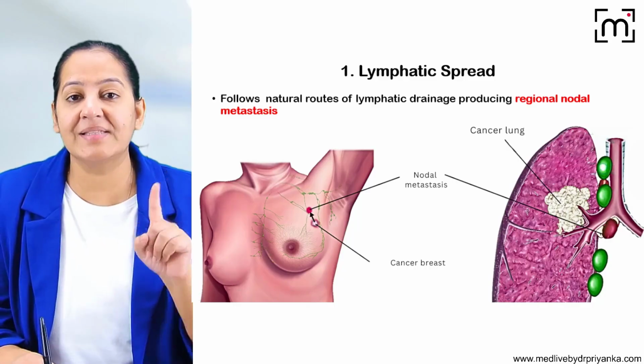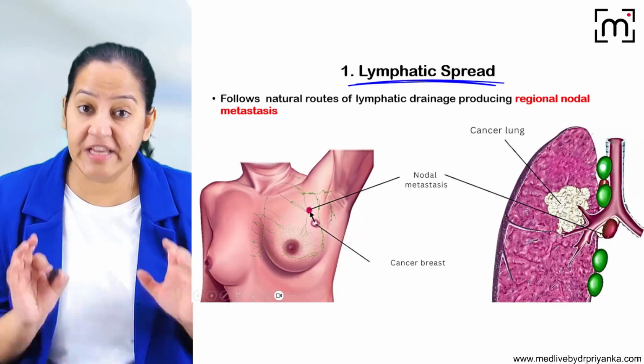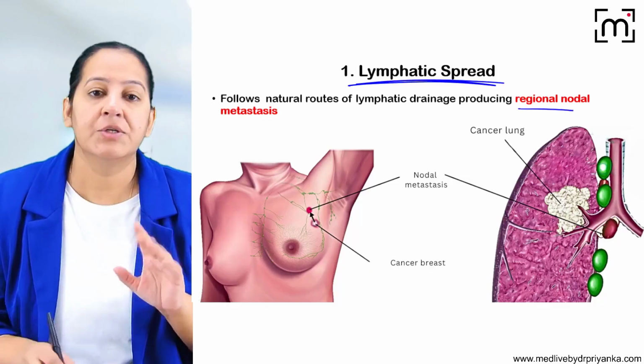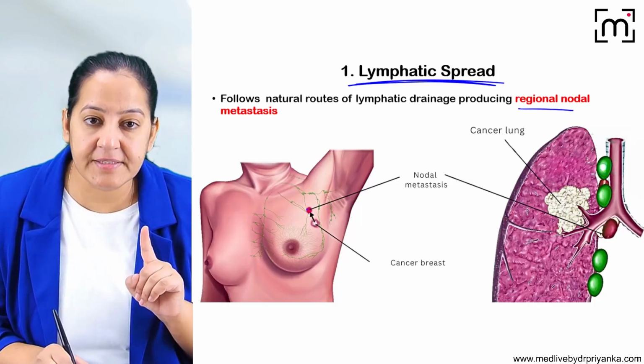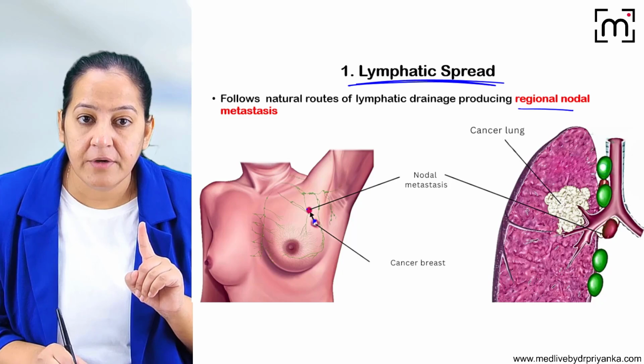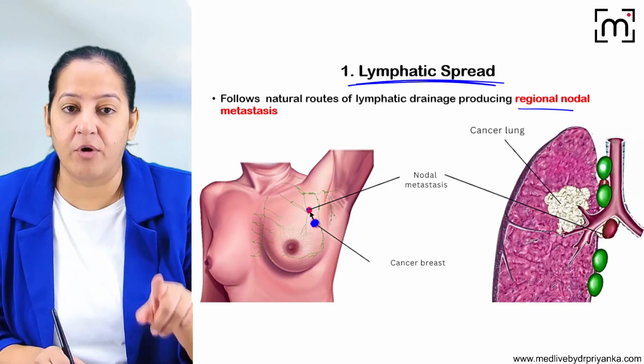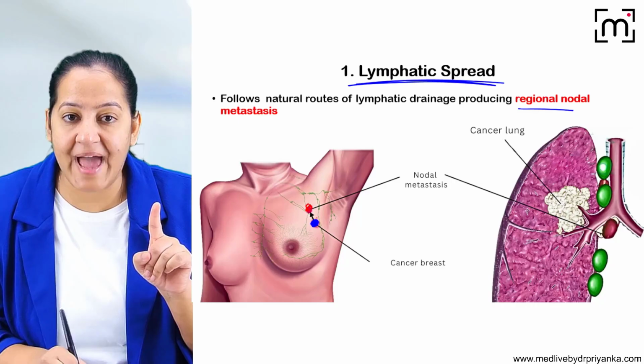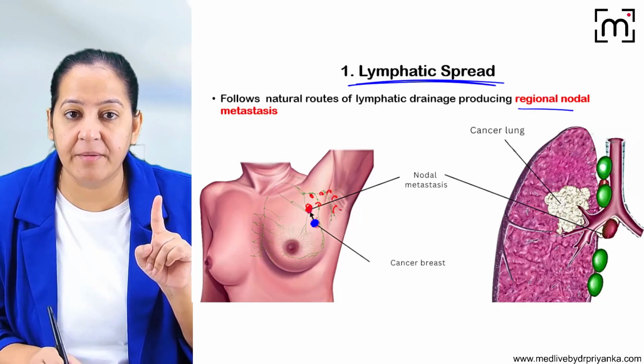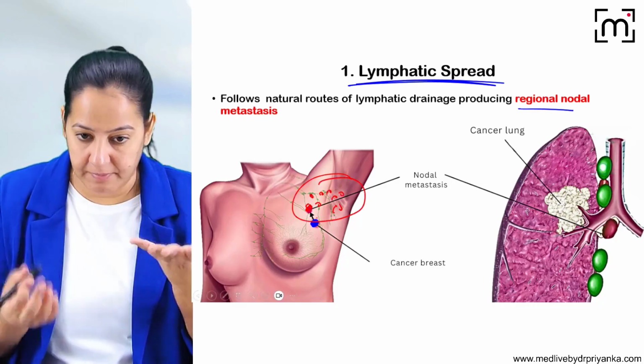So the first one is the lymphatic. I told you regional lymph nodes are involved. Regional. So if there is a breast tumor, can you see this is the breast tumor? In the breast tumor, the axillary lymph nodes are involved. So it will go and involve the axillary lymph nodes one by one. Axillary lymph nodes will be involved.